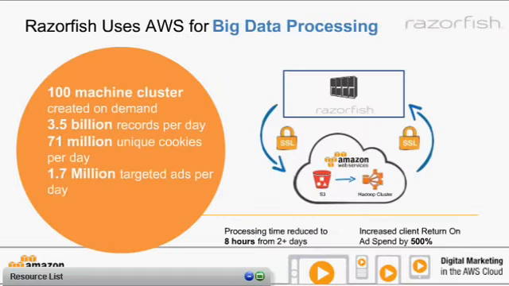And Razorfish is a large digital media firm, and they use Amazon S3 and Amazon Elastic MapReduce to do big data processing. They have a 100-machine cluster, and they process 3.5 billion records per day of over 71 million unique cookies. This allows them to understand over 1.7 million targeted ads per day. It used to take them over 2 days to do this processing when they were doing it in-house. They moved it to the cloud and were able to do this within 8 hours overnight, and then increase their client return on ad spend by over 500%.